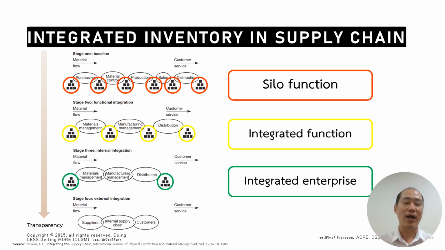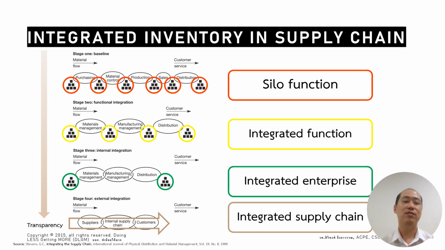And then it looks like the chain. We call it supply chain in your organization. And if you can link to supplier and vendor, you have a big chain. You are a member in supplier, your enterprise, and also your customer, that link together. So we call it integrated supply chain. That's the basic for supply chain.